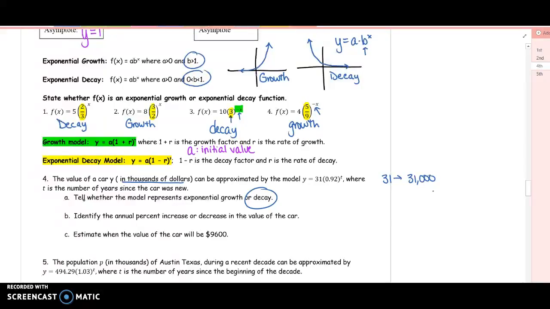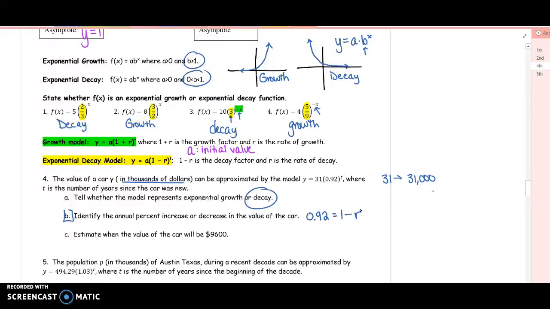Identify the annual percent increase or decrease in the value of the car. This is the tricky problem that the EOC, the ACT, or a test might try to confuse you on. The number inside the parentheses is 0.92. So I'm going to write down 0.92. Where did that 0.92 come from according to the original exponential decay formula? Inside the parentheses, what do you see? 1 minus r. That 0.92 came from doing 1 minus r.